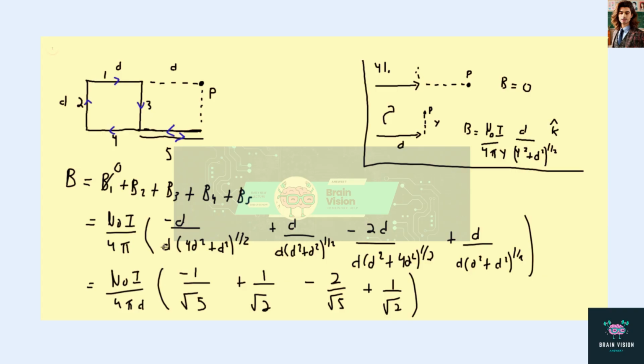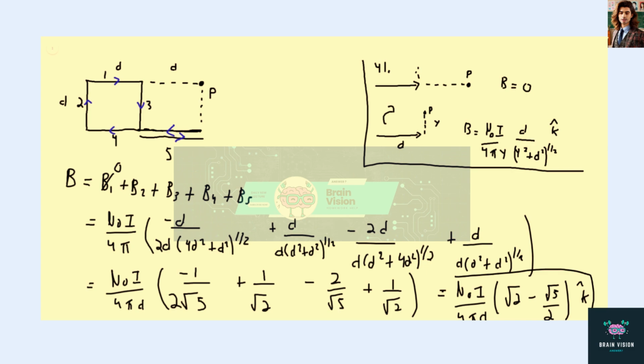And, oh, whoops, I think this should have been a 2d, since for wire 2, our distance away from point P was 2d. So yeah, that should have been a 2. So we get a 2 there as well. And now if we add up all these fractions and make it a little more pretty, we should get, well, we still have this mu naught I over 4 pi d. And then we'll end with times root 2 minus root 5 over 2. And this is all in the k-hat direction. So reduced down to a pretty clean expression, and there we go.